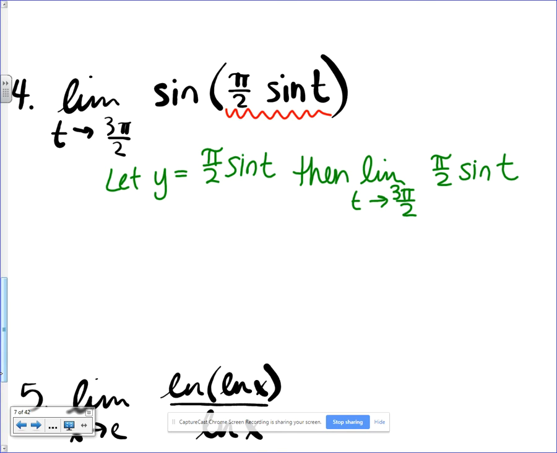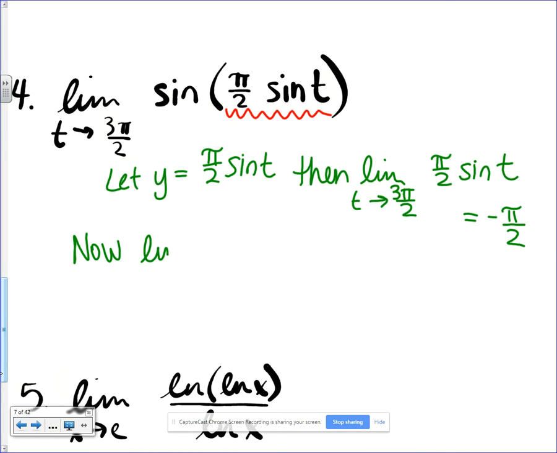Okay, so we basically just did this, folks. If I put a 3 pi over 2, that's at 270. What's the sine at 270? Times pi over 2. This is negative pi over 2. That's the little limit.